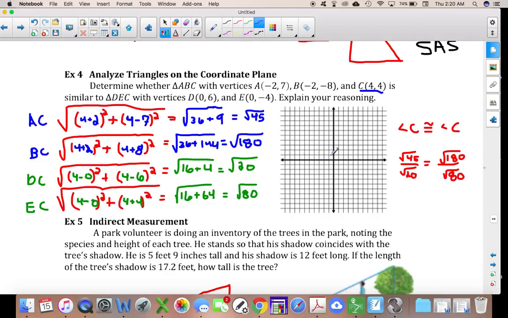So ABC is -2, 7. There's A. B is -2, -8. There. And C is 4, 4. There's ABC.